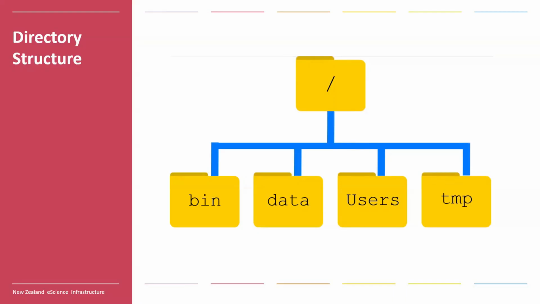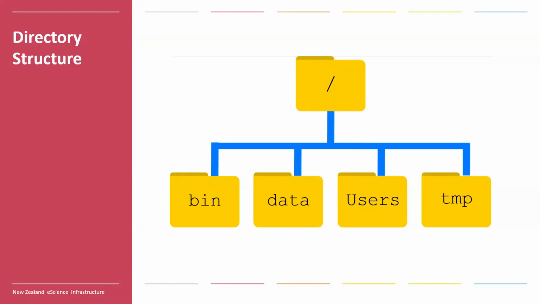Now, it essentially looks like an upside down tree, with the topmost directory being what is known as the root directory, which is represented by a / character. Inside that directory, there are several other directories, also known as subdirectories. In this example, those being bin, data, users, and tmp or temp.